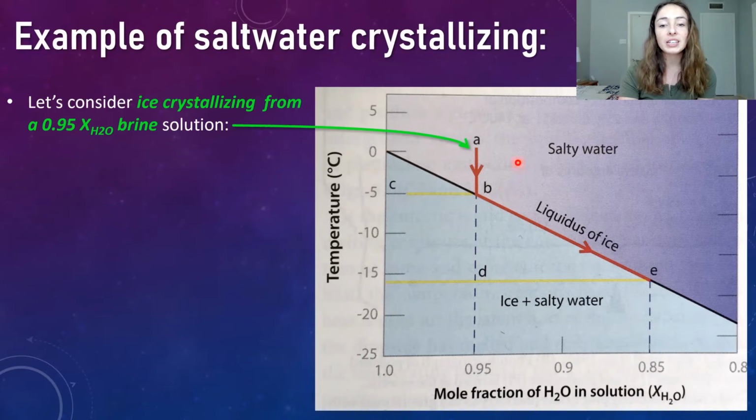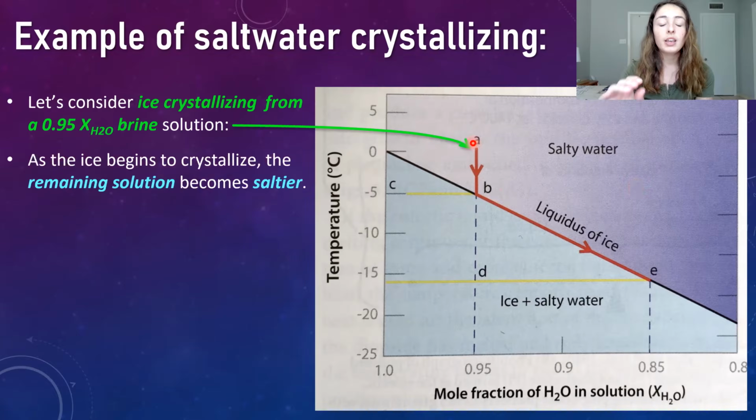Now let's look at an example. If you didn't understand that, you will now, I promise. Let's take, for example, a 0.95 mole fraction of water solution. This would start here at point A, because we just picked a temperature at which that solution is liquid. So say we start here at A, we're starting at 0.95 mole fraction water, and it's liquid right now, it's salty water. And as we lower the temperature, the ice begins to crystallize once it reaches the liquidus.